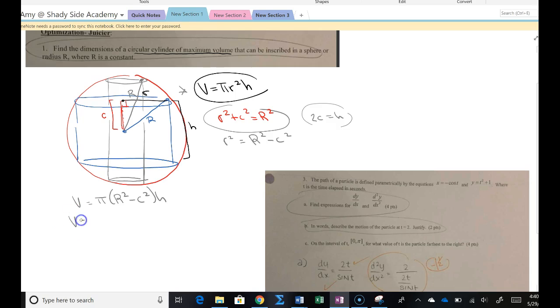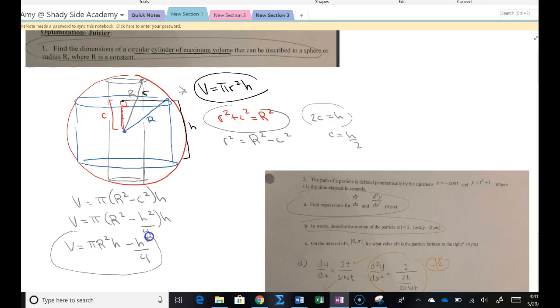So I'm going to do this. V equals pi times capital R squared minus c squared, which is h squared over 4, because when I solve for c, I get c equals h over 2, right? So c squared is h squared over 4, all times h. And now I'm going to clean this up. V equals pi times capital R squared little h minus h cubed over 4.